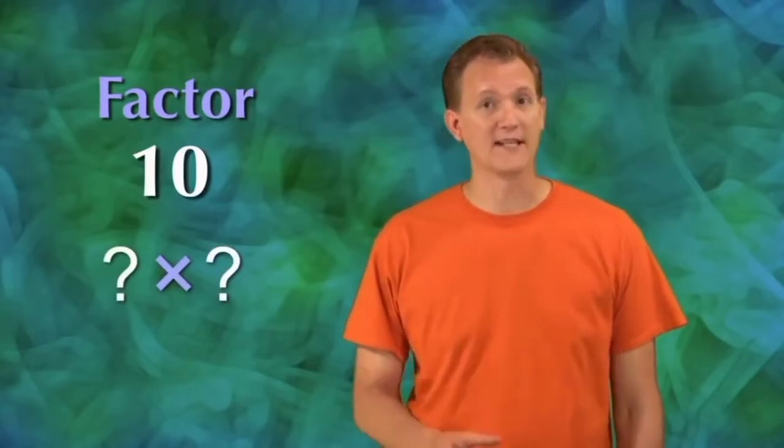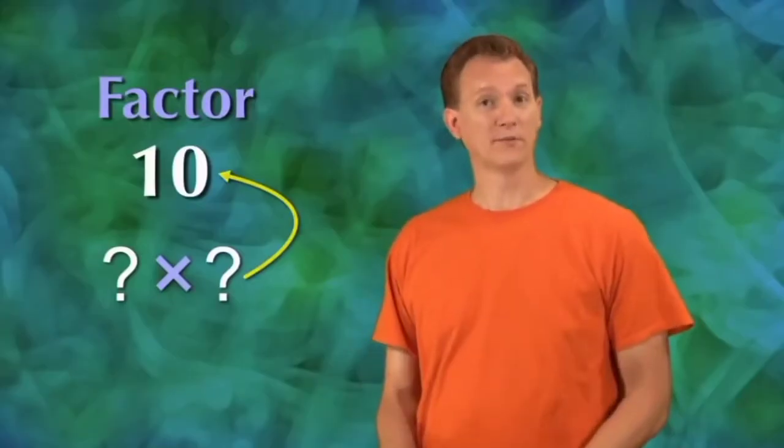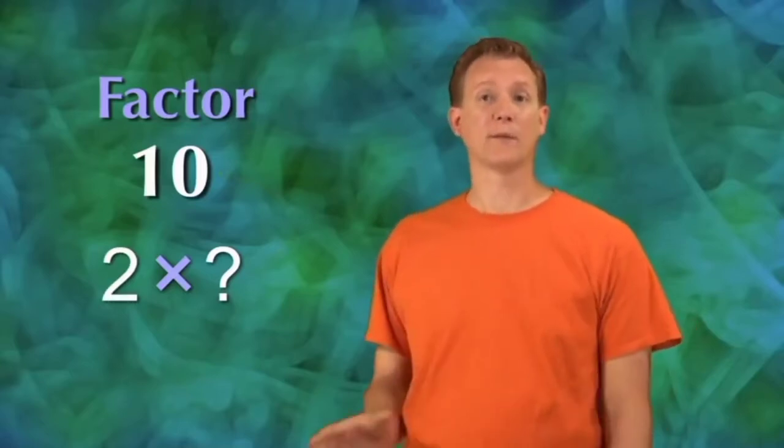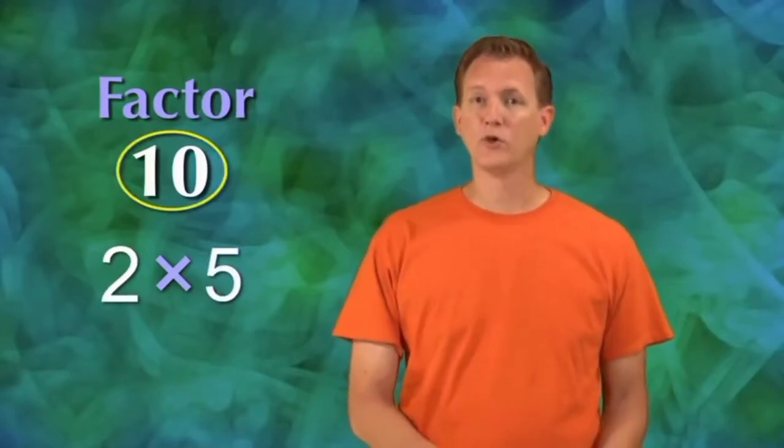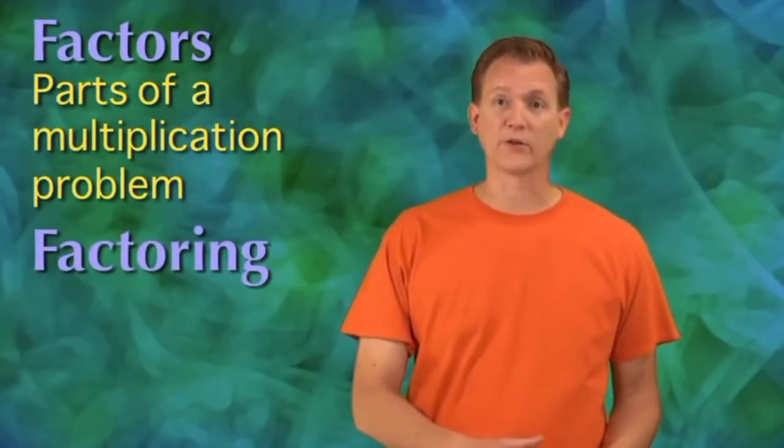Now that means that you need to figure out what numbers you can multiply together to get 10. If you know your multiplication table, you'll remember that 2 times 5 equals 10. That means that 2 and 5 are factors of 10. So factors are just the parts of a multiplication problem, and factoring is figuring out what those parts are.